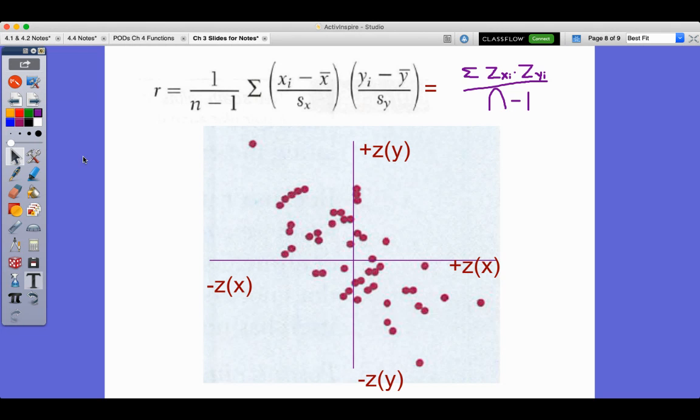And I'll let you fiddle a little bit more with this on your own, but it's the z-score of x times the z-score of y, divided by n minus 1. And you can get this on your calculator.